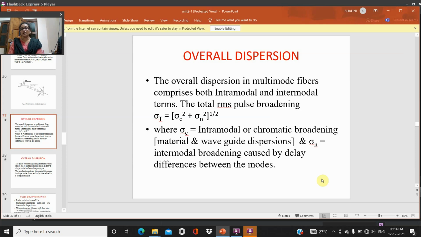So intramodal or chromatic broadening is the same thing. Intramodal includes both material and waveguide dispersions. Sigma n is the intermodal dispersion, or intermodal broadening. This is different.